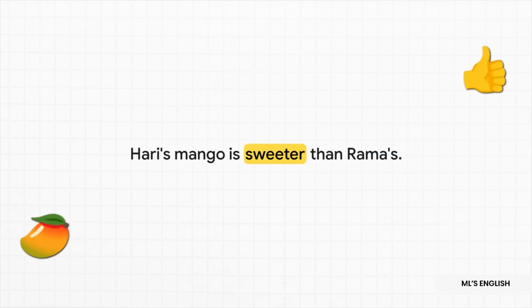Now Hari shows up, and his mango is sweeter. See that little ER on the end? That's our signal. It tells us we're now comparing two things, Hari's mango and Rama's mango. We're saying Hari's has more of that sweet quality. This is the comparative degree.